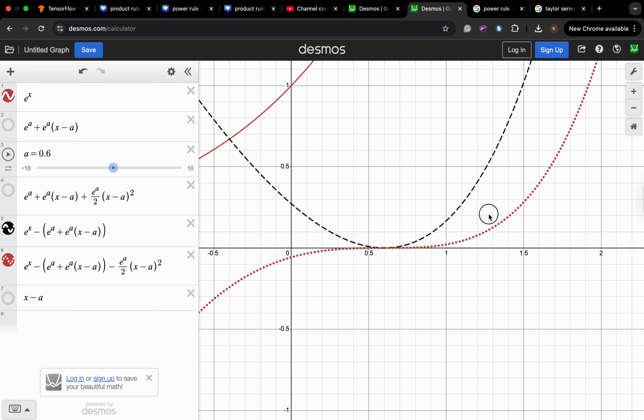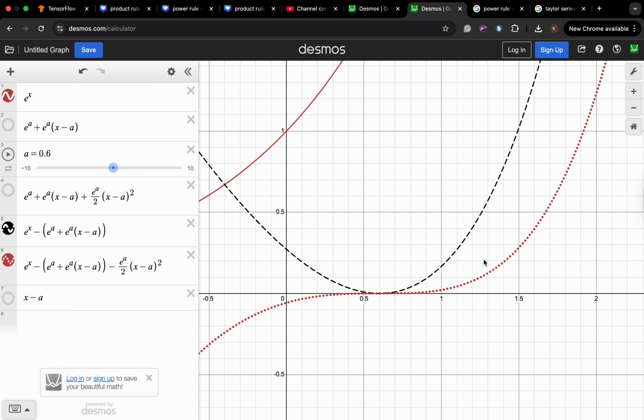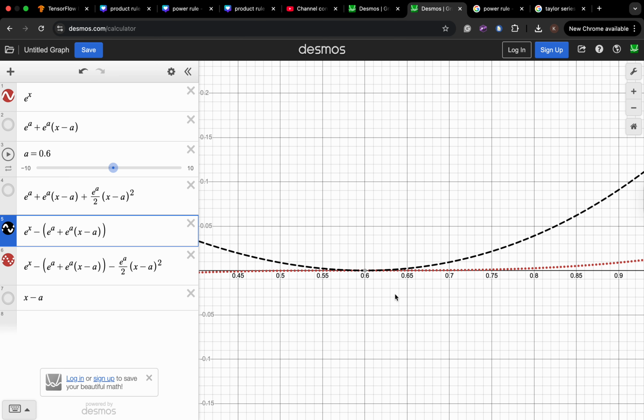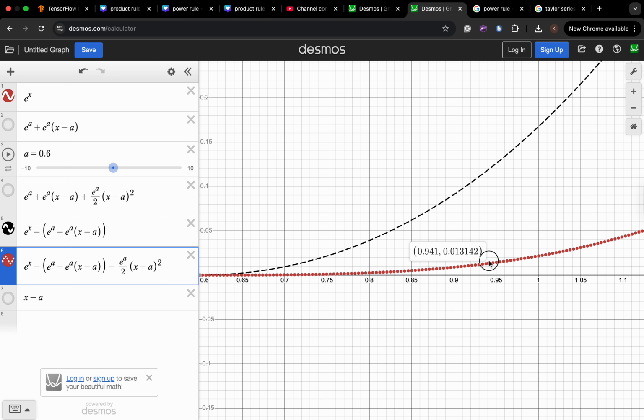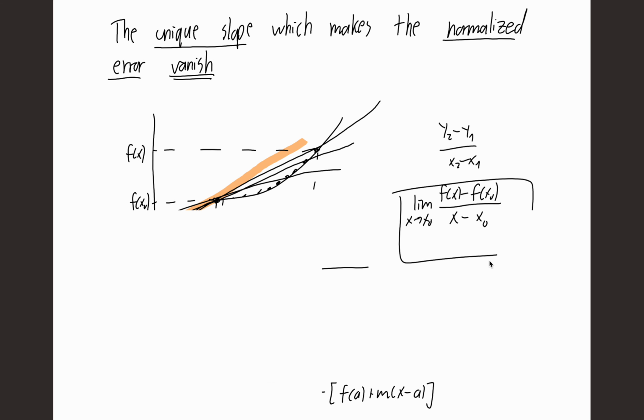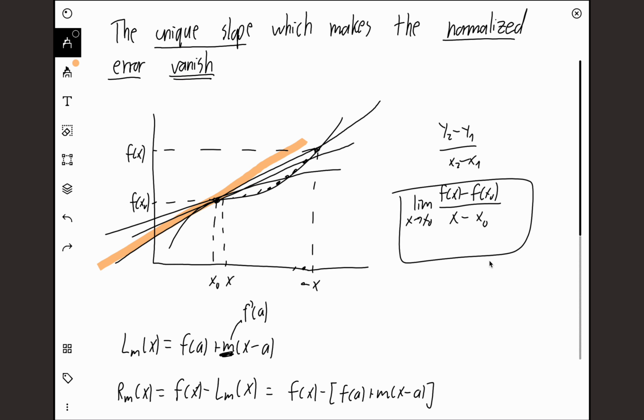The derivative is defined by the linear approximation error function, which is going to go to 0 as fast as possible. There are other functions which go to 0 even faster, but they won't be linear approximations anymore. They'll be quadratic or cubic approximations. The derivative is only defined as the unique slope which makes the normalized error vanish, and the normalized error we're talking about we obtain from a linear approximation. So yeah, I hope this gives people a deeper intuition about derivatives.